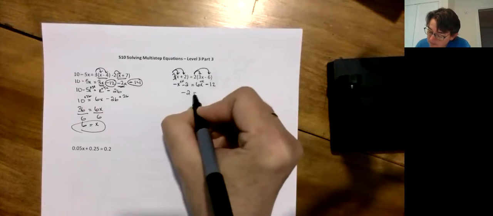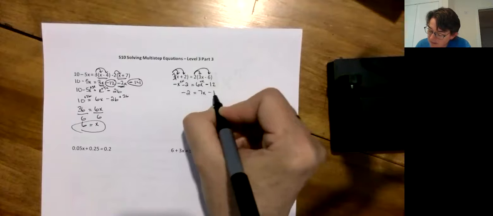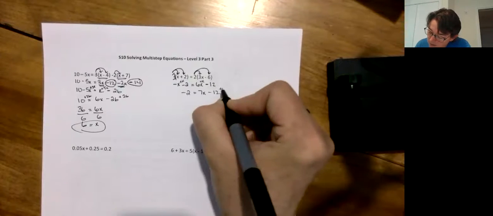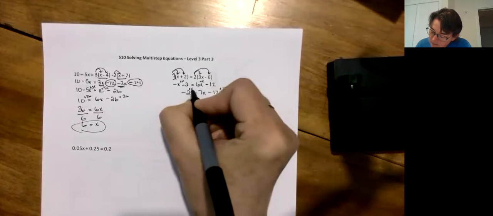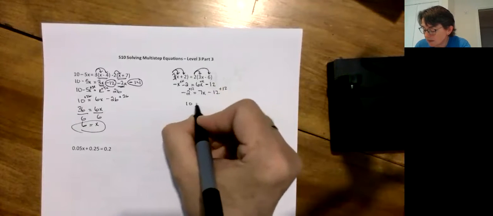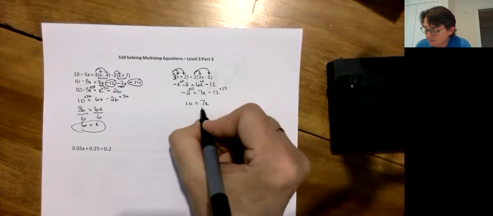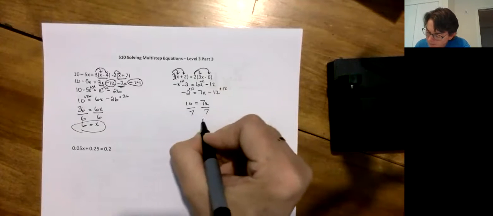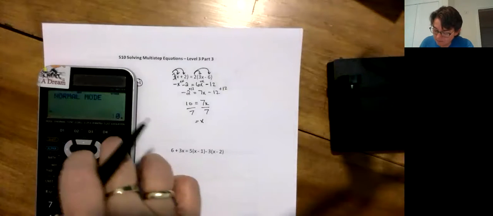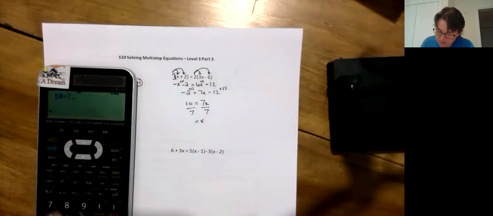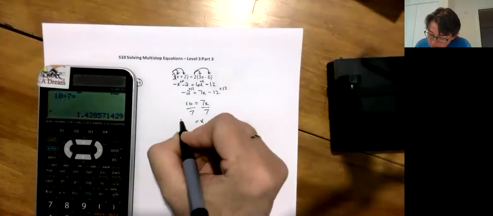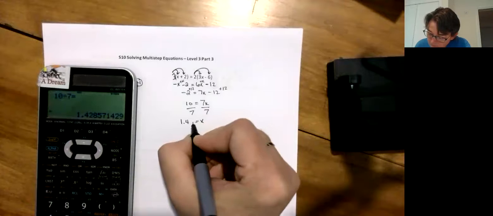So minus 2 is 7x minus 12. And I'm going to add 12. I'm going to add 12. So negative 2 plus 12 is going to give me 10 is equal to 7x. Hmm, 10 divided by 7 is 1 point something or other. I don't think it's going to be pretty. Oh. So 1.43.